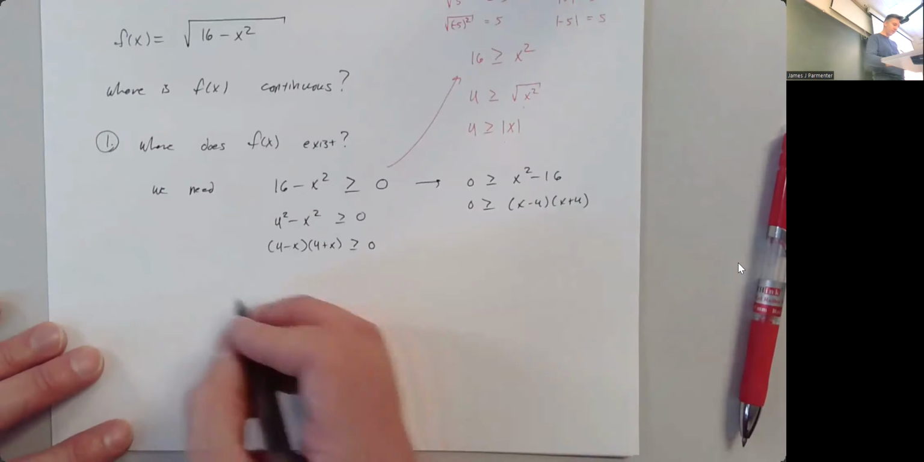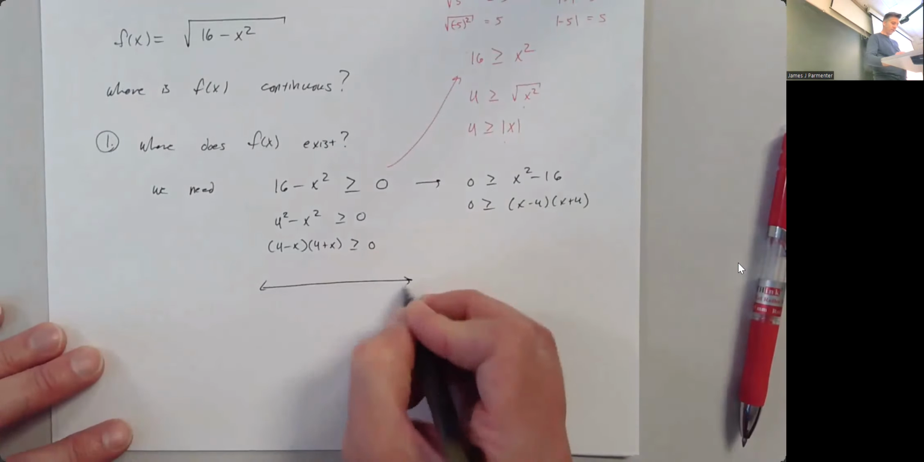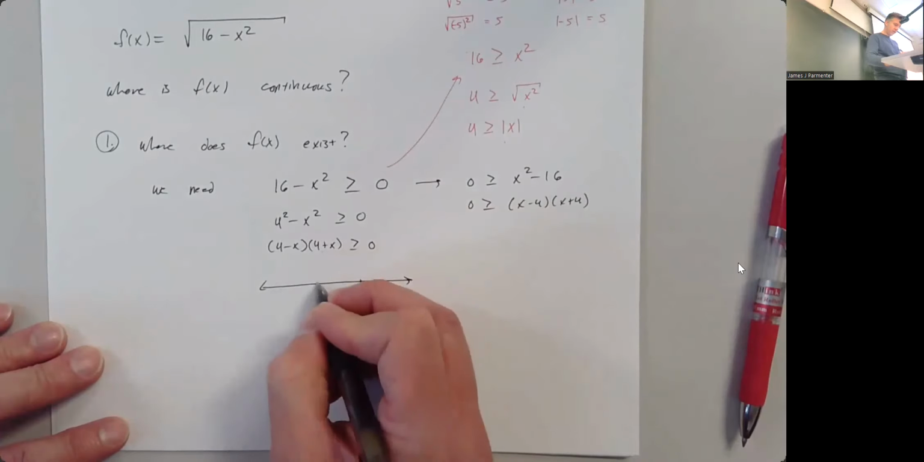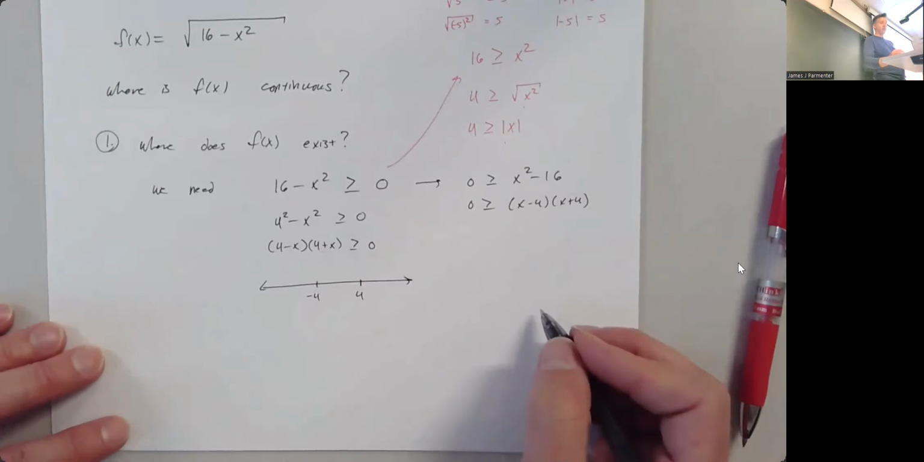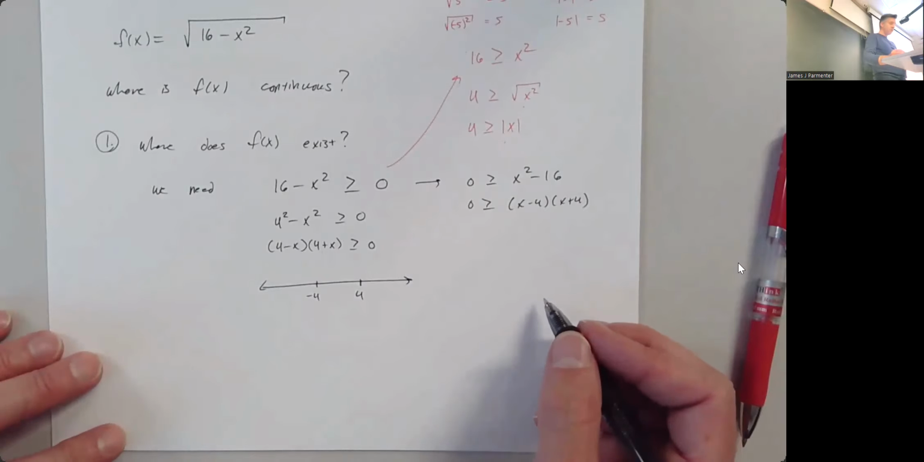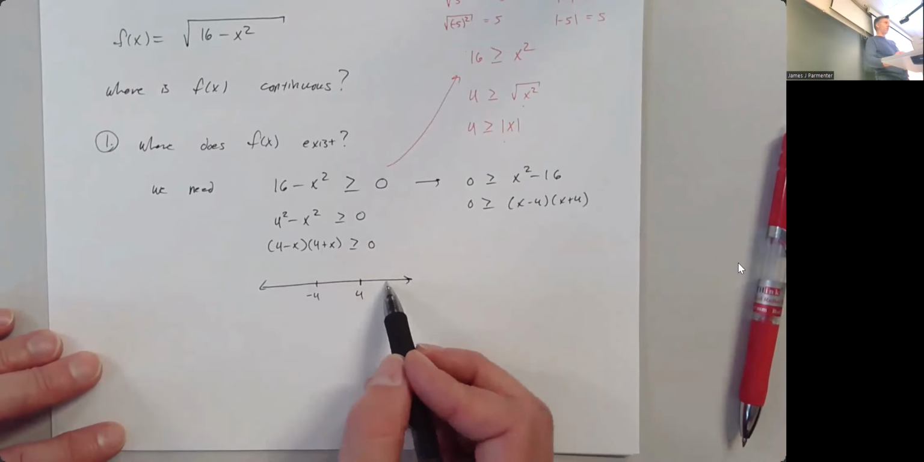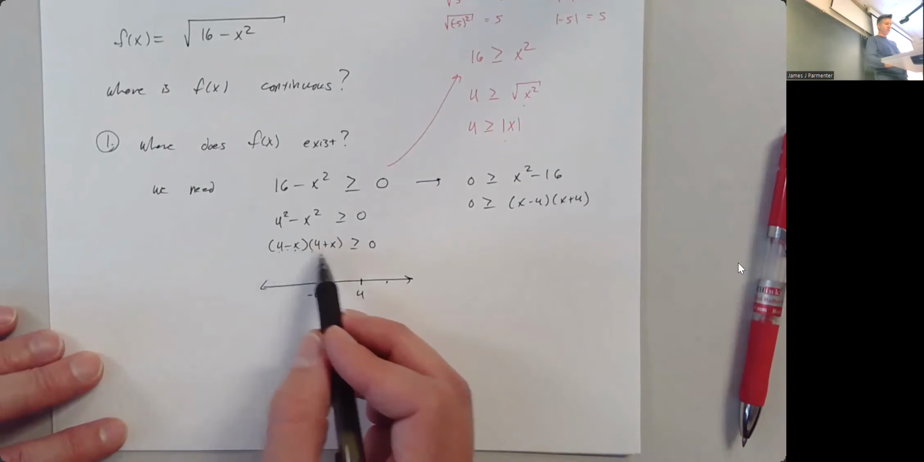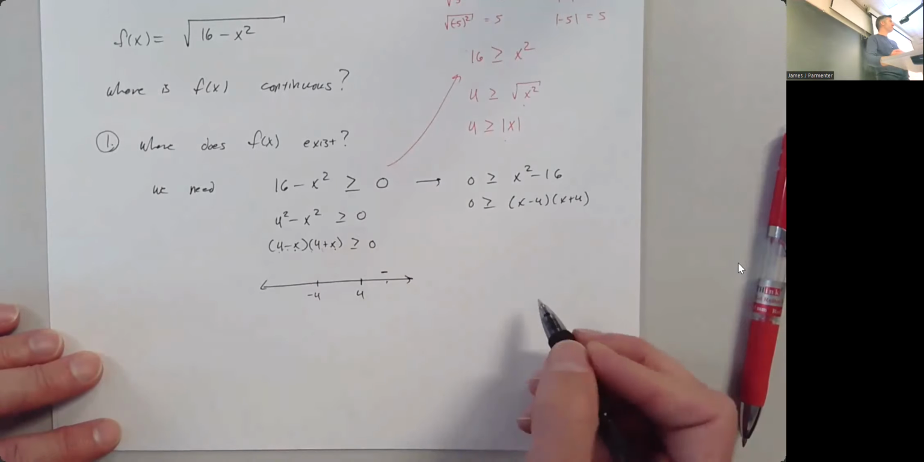So now I'm going to draw my number line. And the important points that are going to go on it are positive 4 and negative 4. And then I'm going to test some points. So if x is larger than 4, like 5, 4 minus 5 is negative, 4 plus 5 is positive, and the negative times the positive is negative.